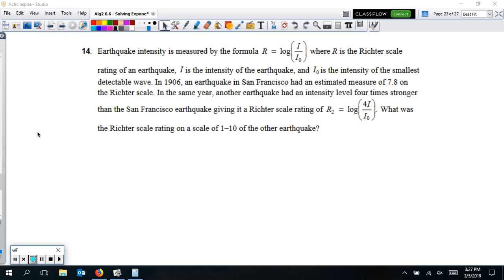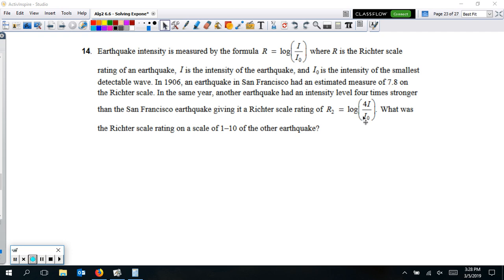In 1906, an earthquake in San Francisco had an estimated measure of 7.8 on the Richter scale. In the same year, another earthquake had an intensity level 4 times stronger than the San Francisco earthquake, giving it a Richter scale rating of R2 equals log of 4 times the I up on top. So you can see that's the part that's different in this formula compared to this one. What was the Richter scale rating, on a scale of 1 to 10, of the other earthquake?